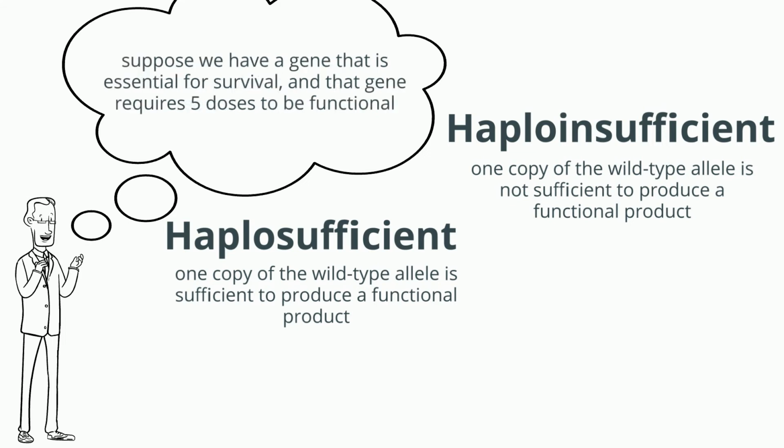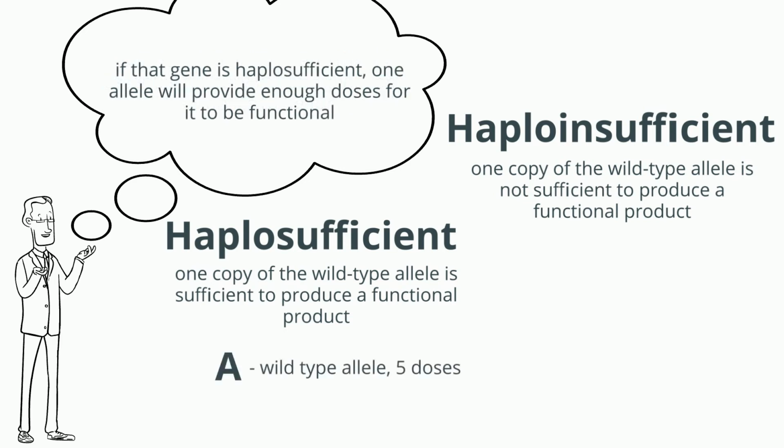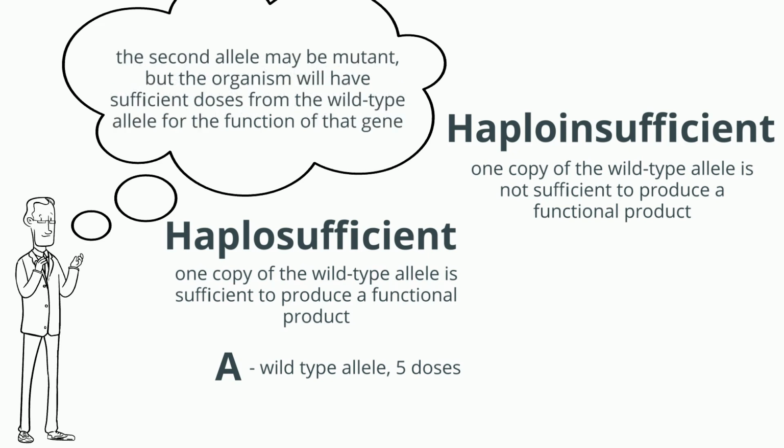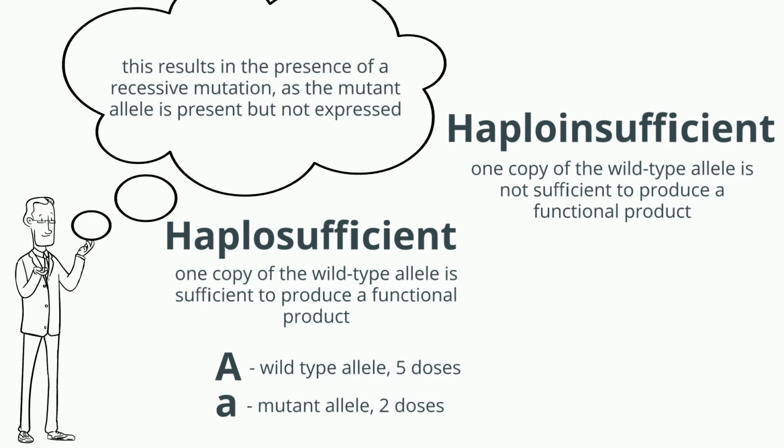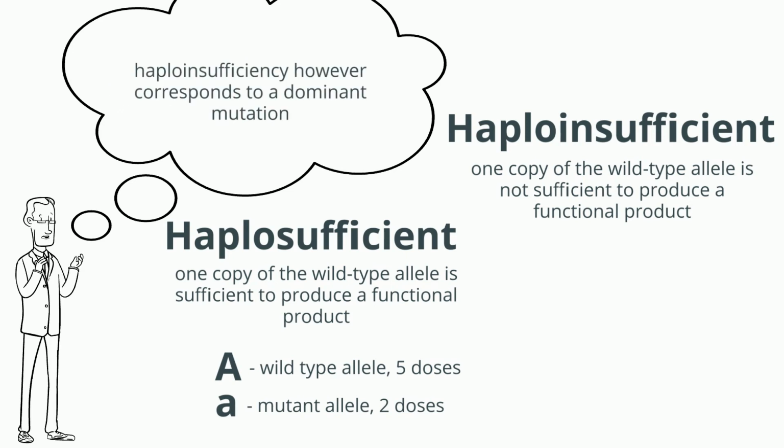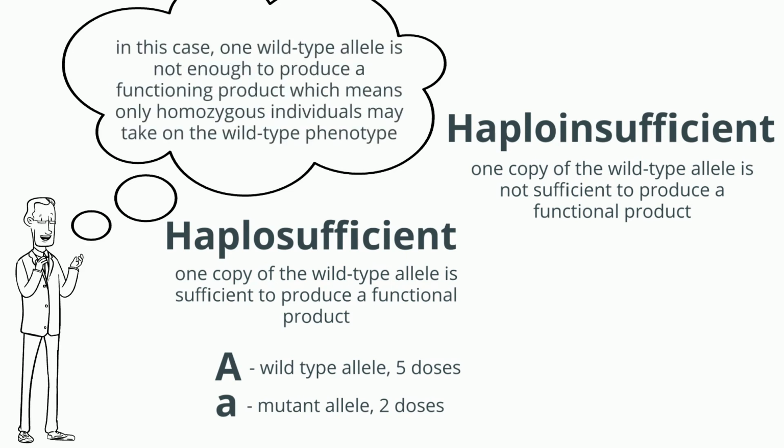Suppose we have a gene that is essential for survival, and that gene requires 5 doses to be functional. If the gene is haplosufficient, one allele will provide enough doses for it to be functional. The second allele may be mutant, but the organism will have sufficient doses from the wild-type allele for the function of the gene. This results in the presence of a recessive mutation, as the mutant allele is present but not expressed. Haploinsufficiency, however, corresponds to a dominant mutation. In this case, one wild-type allele is not enough to produce a functioning product, which means only homozygous individuals may take on the wild-type phenotype.